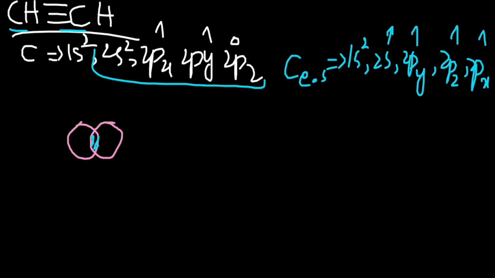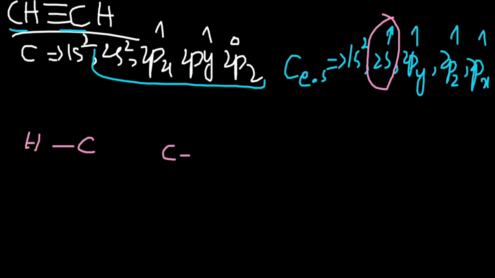After that, each of the carbon is left with... let's say these are the two carbon atoms and their s orbitals have overlapped with s orbitals of hydrogen, resulting in this sigma bond. Remaining are the p orbitals.